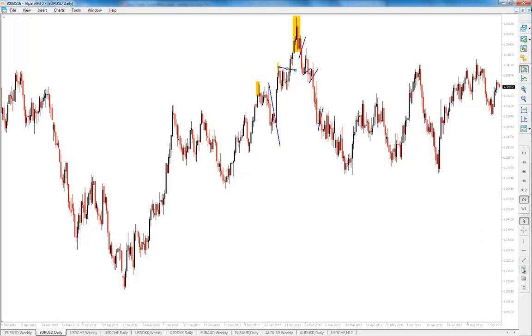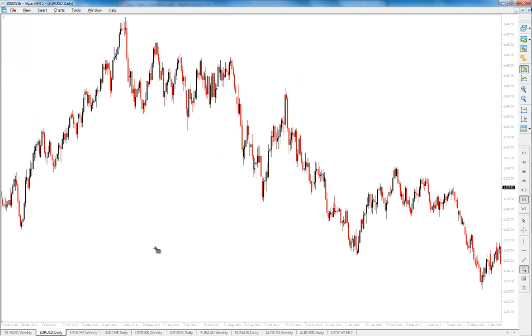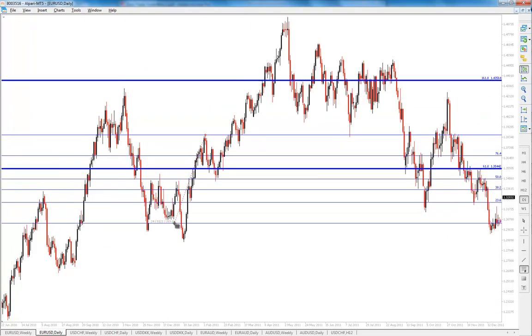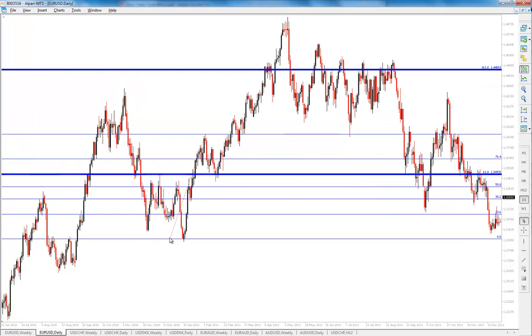Let's just mark out. Now I've gone and personalized my own Fibonacci levels. Let's look at this one here. This is a good example.